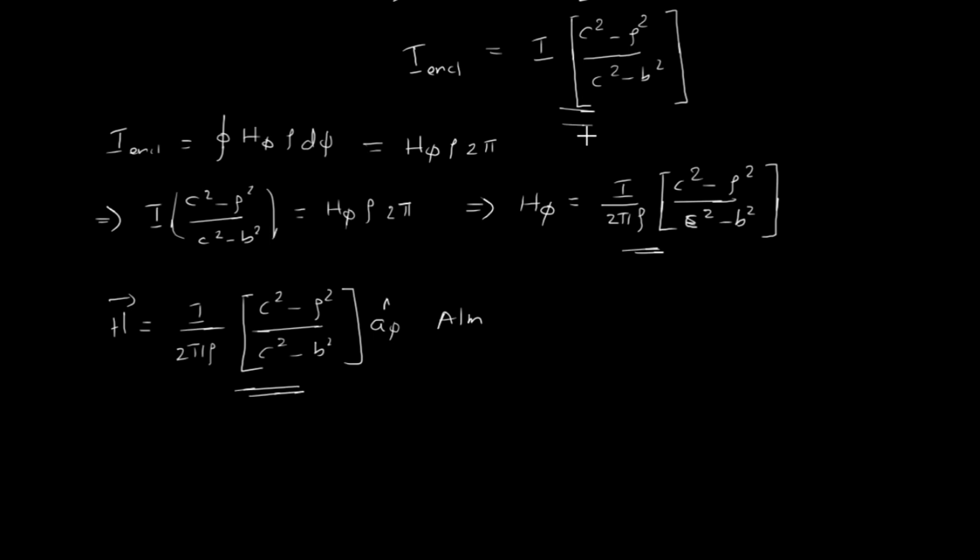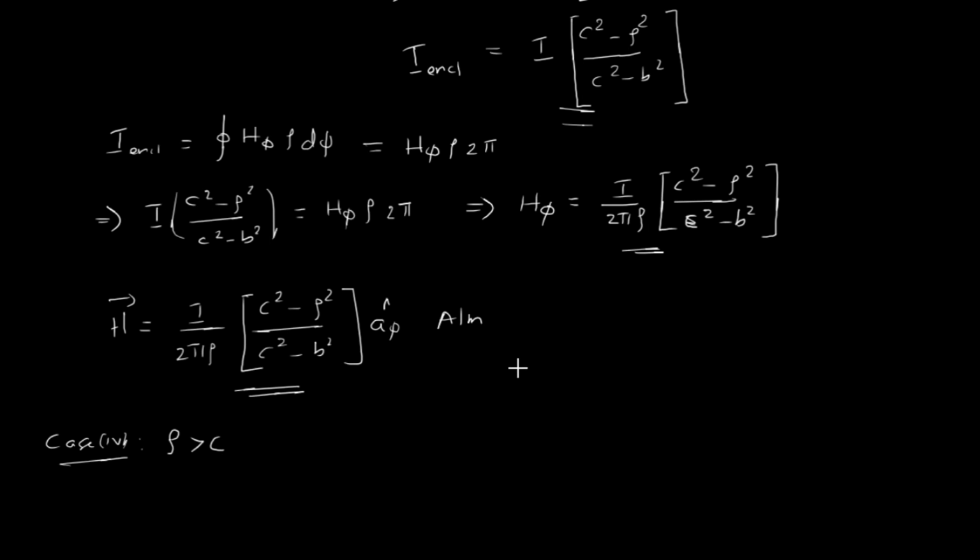Now there is one more case left. What is that case? The last case, which is the fourth case. What if my closed path radius is outside? What if my closed path radius is greater than the radius of the outer conductor, that is ρ is greater than c? That means I am going to calculate the magnetic field intensity outside the coaxial cable. So my closed path is now enclosing both the inner conductor current and the outer conductor current.